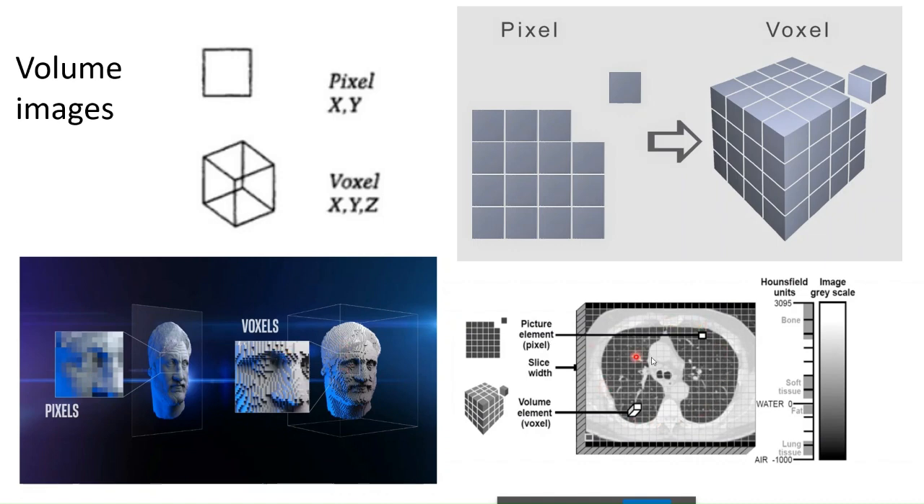The same goes with this image as well. This is just a normal pixel where it has x coordinate and the y coordinate. But if you want the depth information, that is the z axis information, the third dimension, we call it as a voxel, and the corresponding 2D image is known as a 3D image.